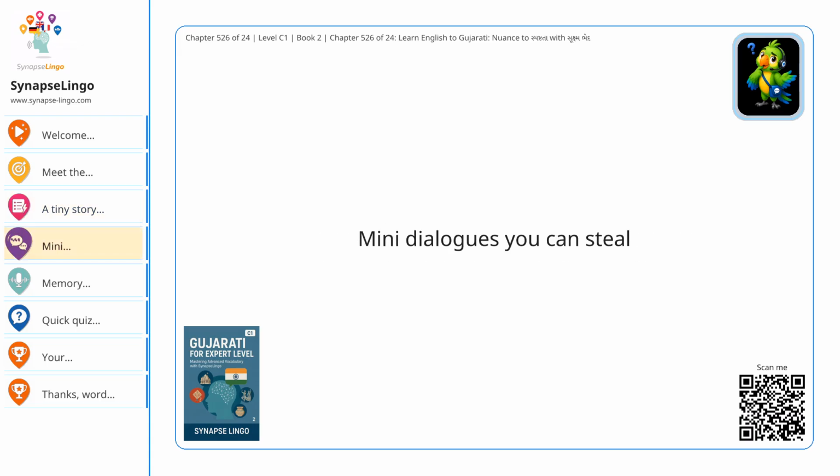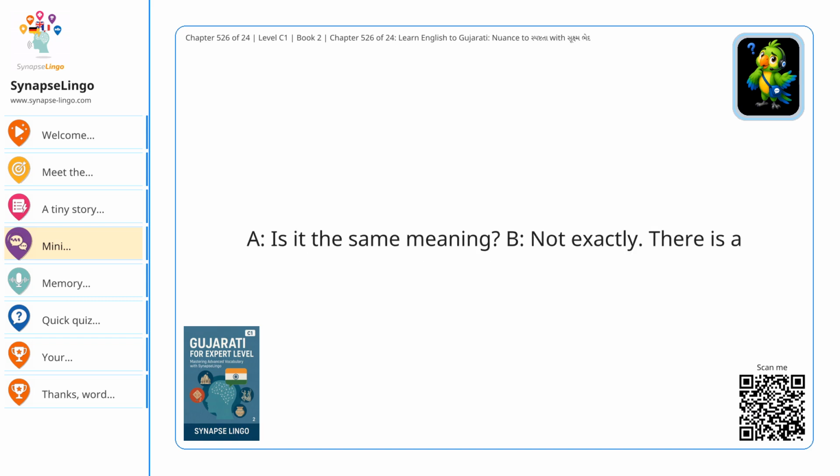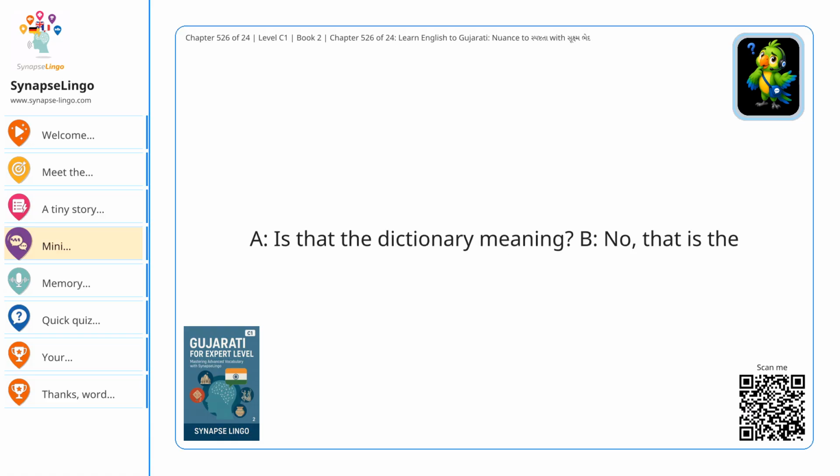Mini dialogues you can steal. These short dialogues are great for speaking practice. Repeat the Gujarati words out loud like a confident actor in a language drama. A. Is it the same meaning? B. Not exactly. There is a सूक्ष्म भेद. A. He sounded polite. B. Yes, but I heard an अंतर्निहित भाव of anger. A. Is that the dictionary meaning? B. No, that is the गौणार्थी अर्थ. A. What does the poem mean to you? B. My अर्थघटन is different from yours.